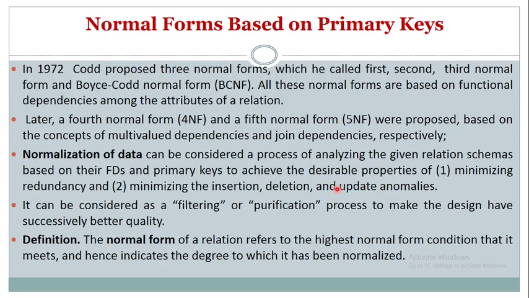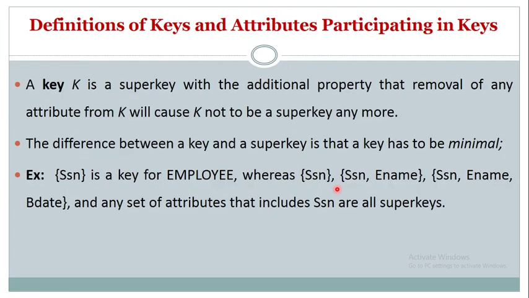Now let us understand the first normal form. Before learning the first normal form, we'll learn some definitions of keys and attributes participating in the keys. What do you mean by key? A key is a super key with the additional property that removal of any attribute from K will cause K not to be a super key anymore. Now the question is, what is the difference between a super key and a key?